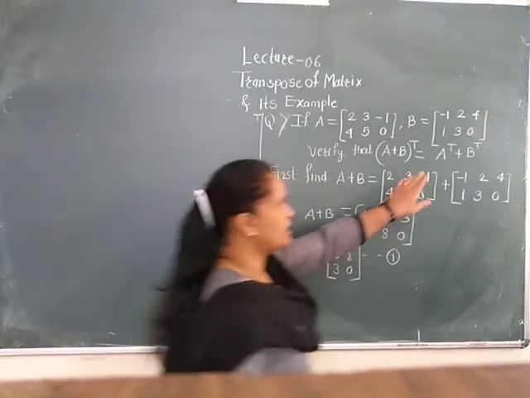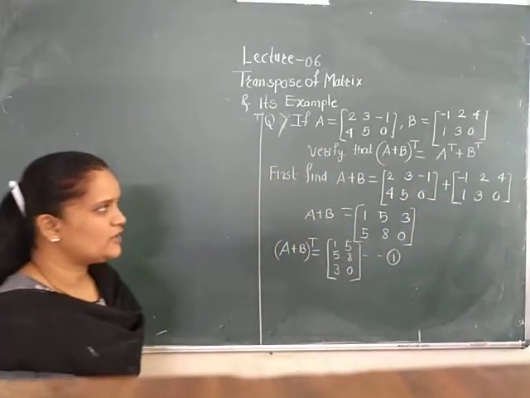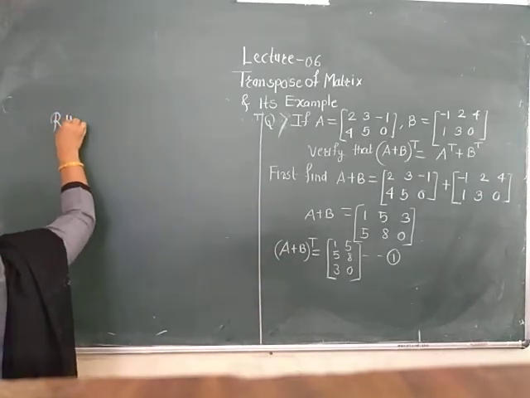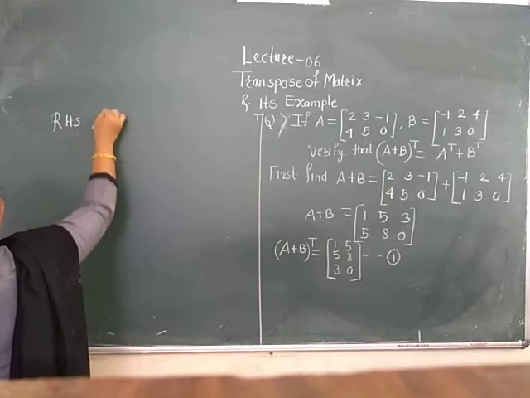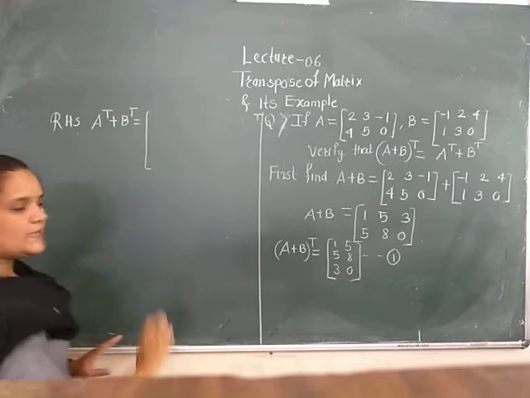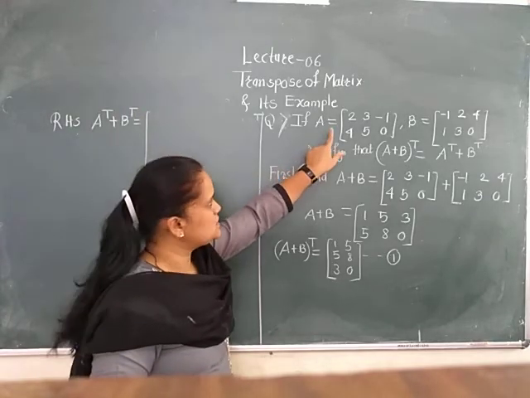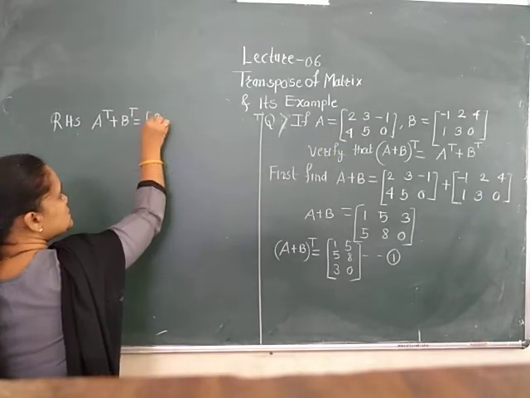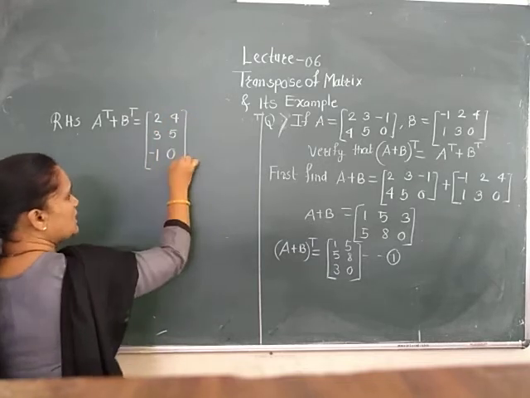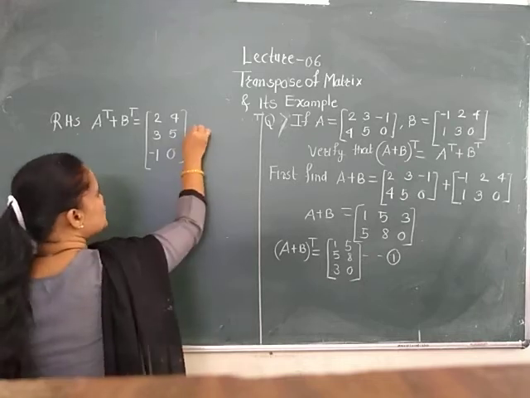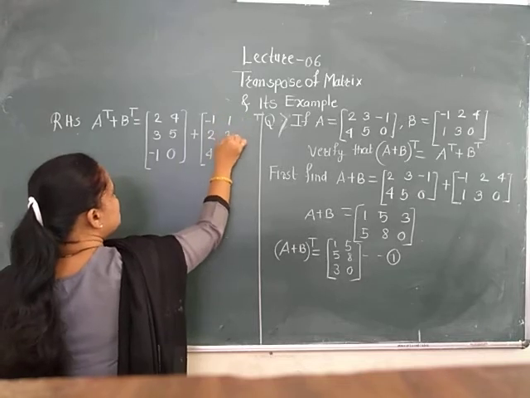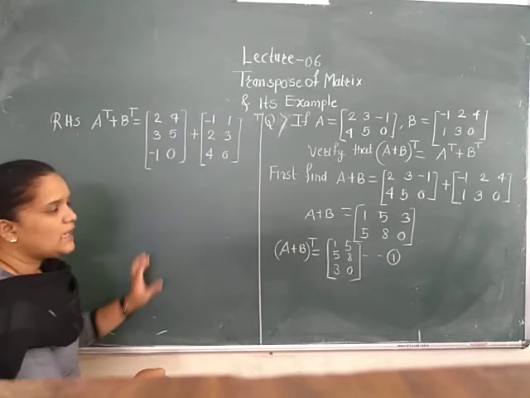Now we will come to RHS. So in RHS we have to find out A transpose plus B transpose. So RHS is A transpose plus B transpose. Now we will directly take the transposes. First A transpose is 2, 3, minus 1, 4, 5, 0, plus B matrix transpose is minus 1, 2, 4, 1, 3, 0. Add them.